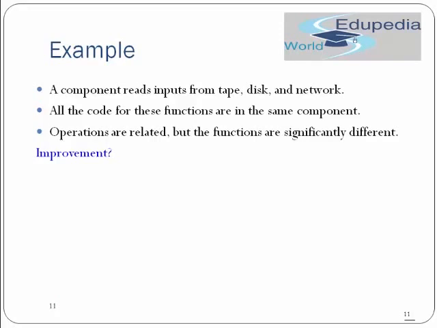All code for these functions is in the same component. The operations are related, but the functions are significantly different. You see, the operation is to read the input, but the difference is where to read it from. To read from the tape, we need to write different code. To read from the disk, we need different code. To read from the network, we will have different code.